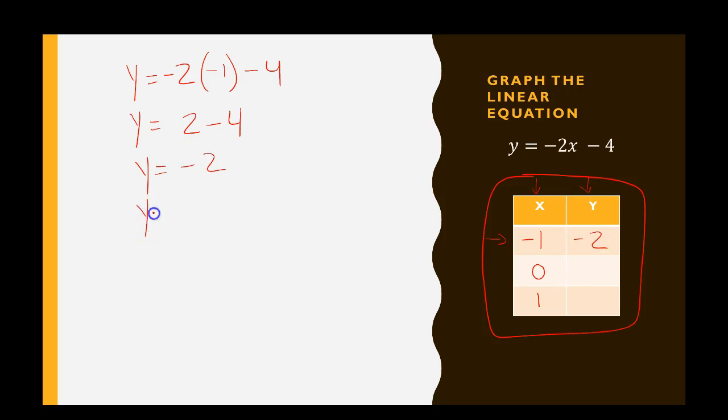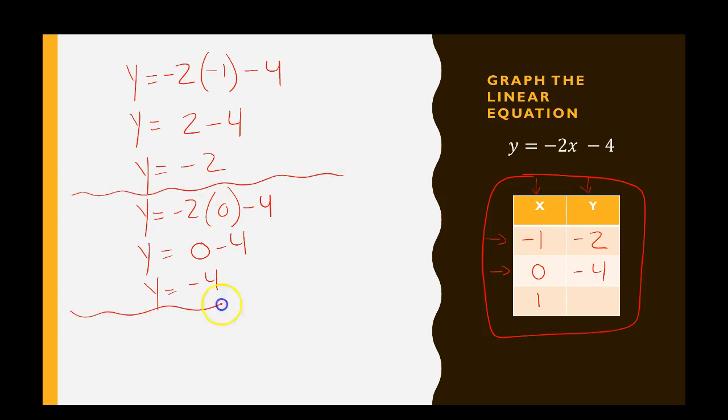You would repeat the same thing, except now you would plug in your next value, which is 0. And again, whatever values you pick is fine. You're going to end up with the same line. And then your last one is your third value, which is a 1 in our case. There, we got it.